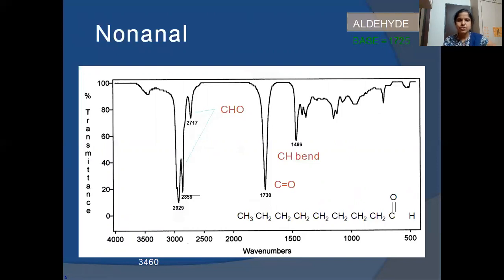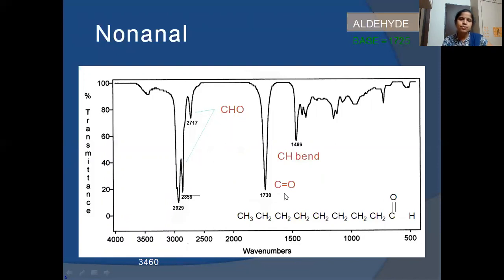Then whether it is a ketone or aldehyde, one point you have to remember is that aldehydes will show Fermi resonance bands. Here you can see 2717 and 2859. These are weak bands, and they are because of the C-H stretching vibration of the aldehyde, nothing but Fermi resonance. So this point you have to remember. The difference between aldehydes and ketones is that for ketones you will not find these bands. This is found only for aldehydes.